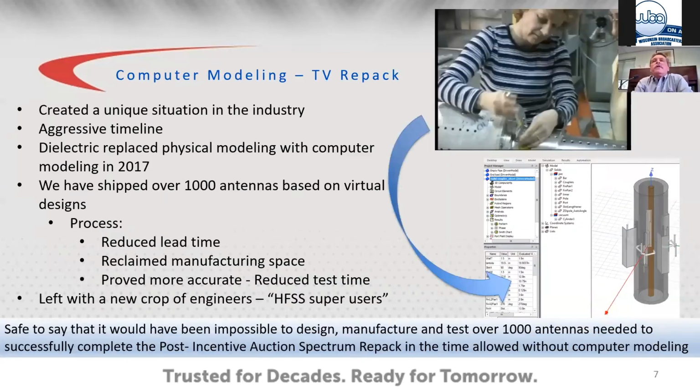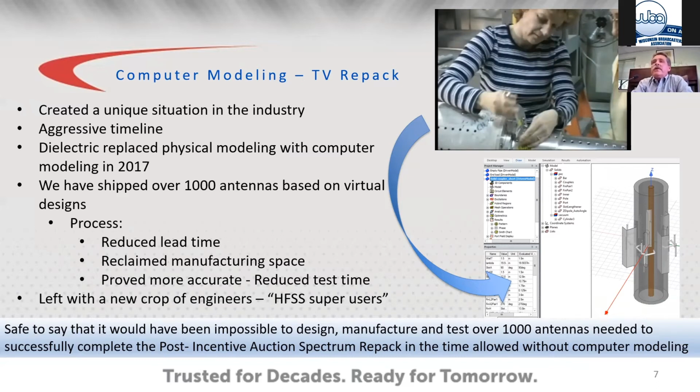So let me take a minute to talk about how computer modeling impacted repack. Repack was pretty unique, had a very aggressive timeline. And in order to reduce lead times, we replaced physical modeling with computer modeling. And since 2017, when we did that, we have shipped over 1,000 antennas, which were based on just virtual designs alone.